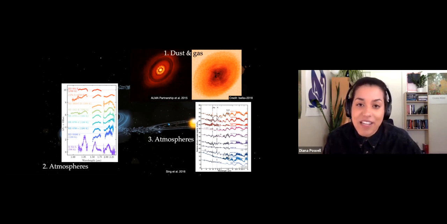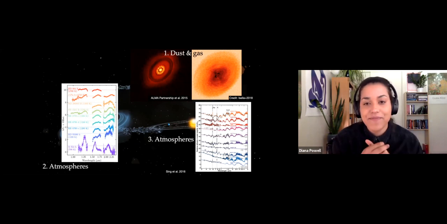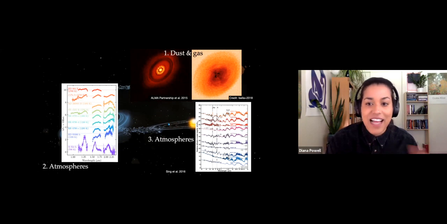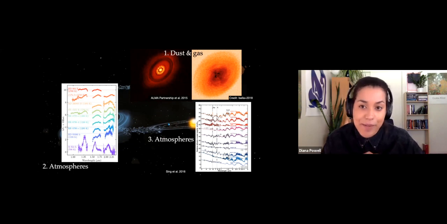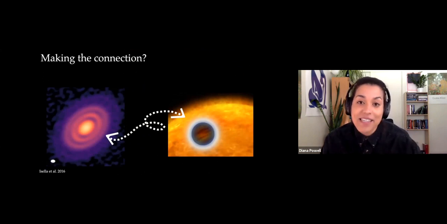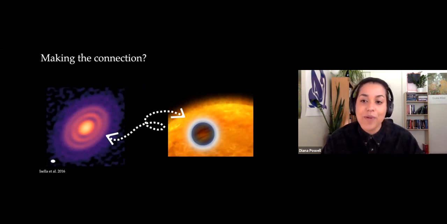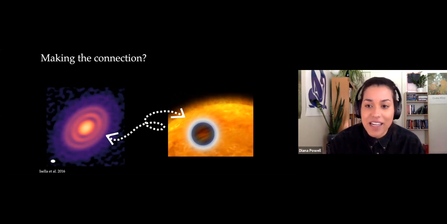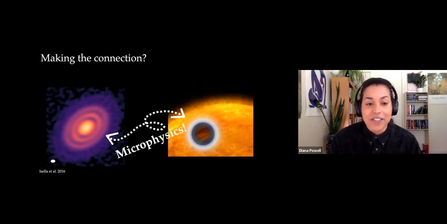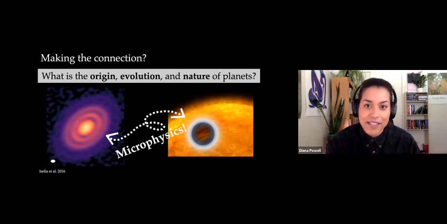And then when we look at detailed observations of young and evolved planetary systems, we're often looking at their atmospheres. Similarly, these observations are often hindered by opacity sources, such as clouds and hazes that obscure planetary properties. And so to make the connection between disks and atmospheres, we need better physical models to interpret current and upcoming observations. And I'll argue in this talk that microphysics will be important in making this connection, and it might well be key to understanding the origin, evolution, and nature of planets.